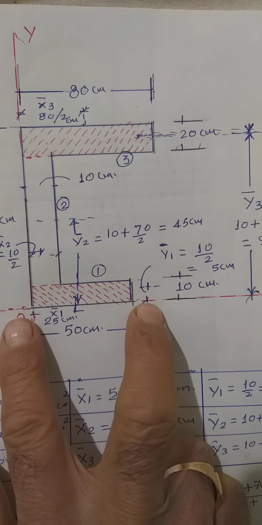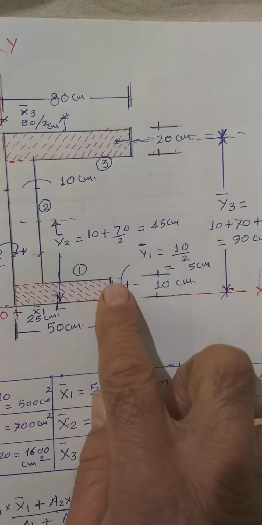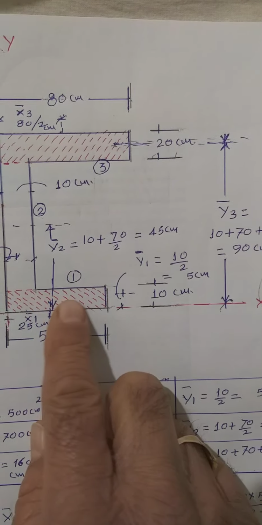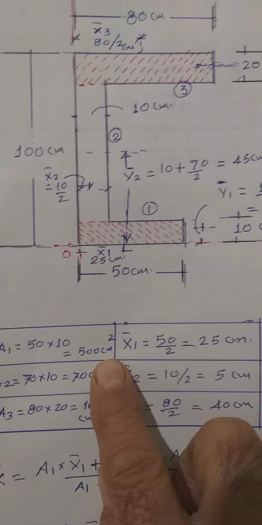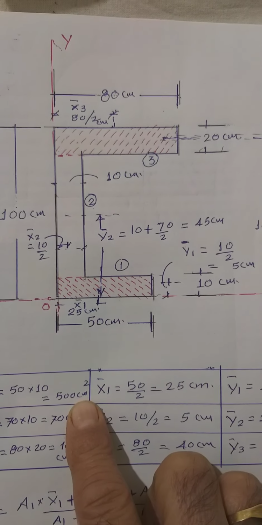You know this distance is given as 50, this is given as 10. So, area will be 50 into 10. It is 50 into 10, that is 500 centimeter square.